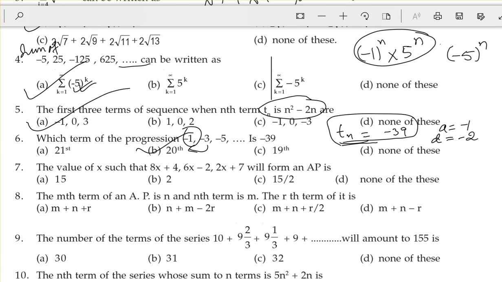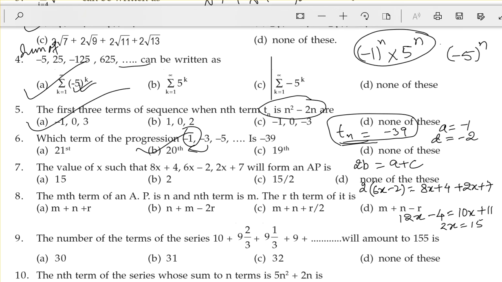That means 2b is equal to a plus c. So 2 times 6x minus 2 is equal to 8x plus 4 plus 2x plus 7. So 12x minus 4 is equal to 10x plus 11. So 2x is equal to 15, x is equal to 15 upon 2. C is the correct answer.